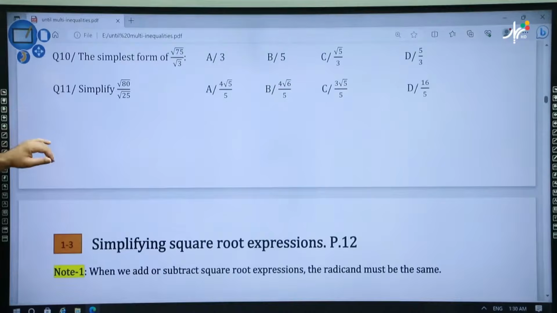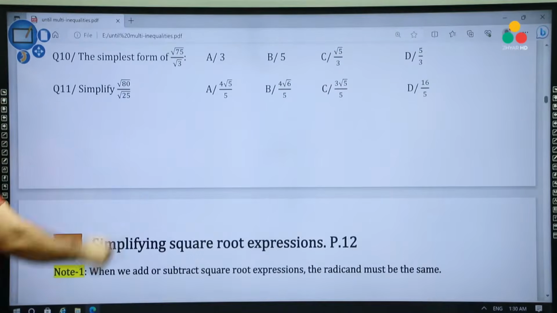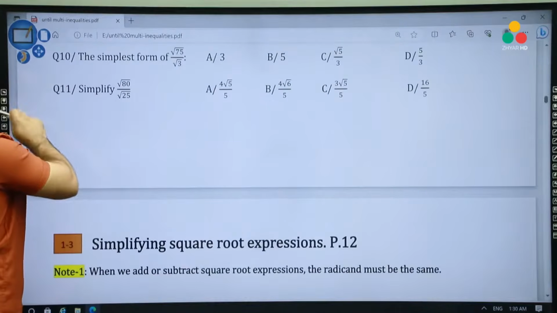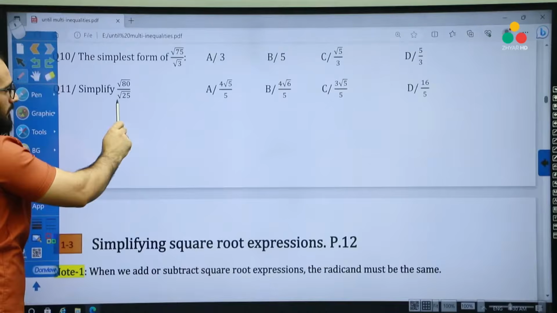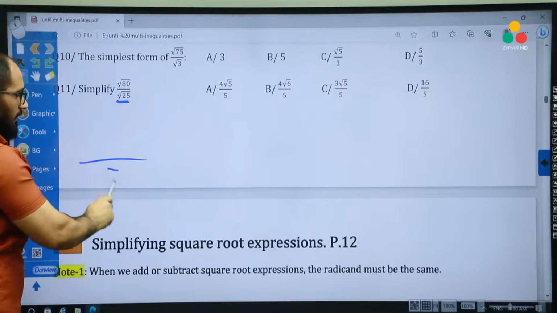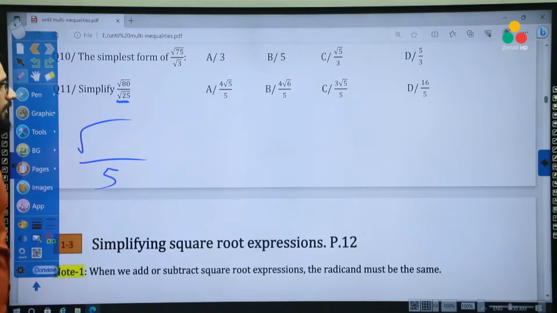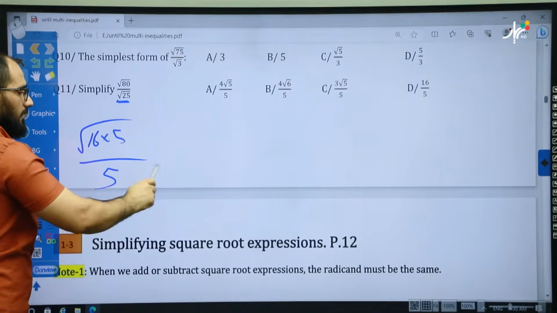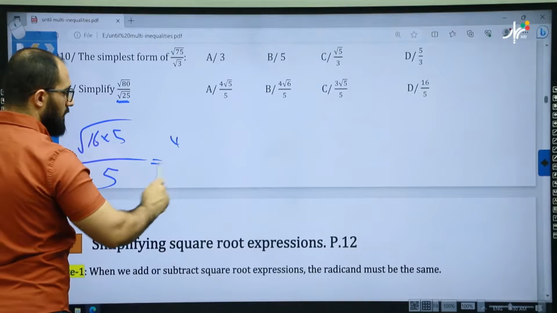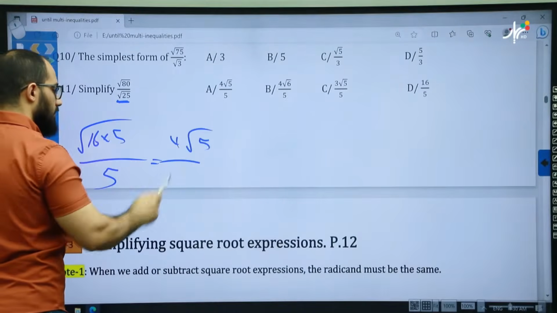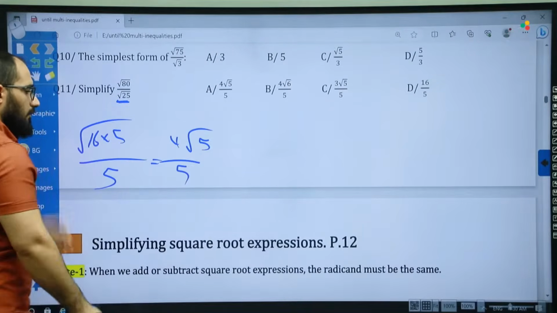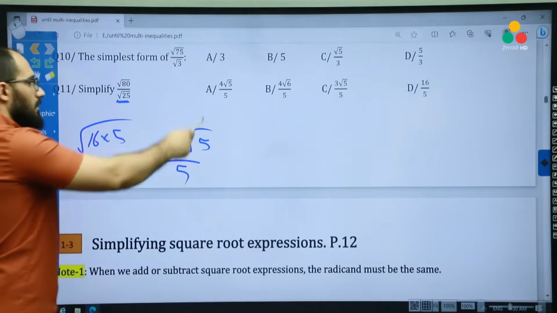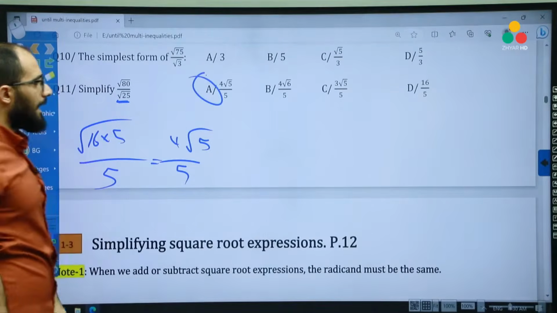The last question, it says square root of 80 divided by the square root of 25. We know that the square root of 25 is 5, but for 80 we are going to write 16 times 5. The square root of 16 is 4, and 5 stays under the square root. Then it is 4 over 5 square root of 5. The correct answer is A.